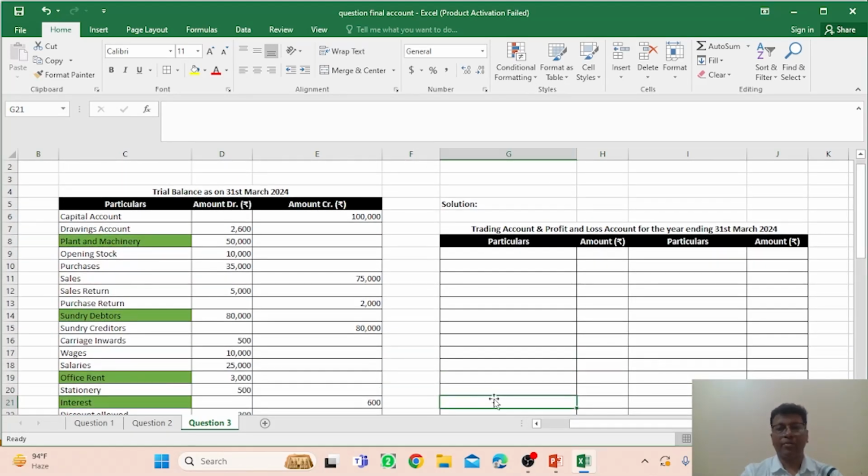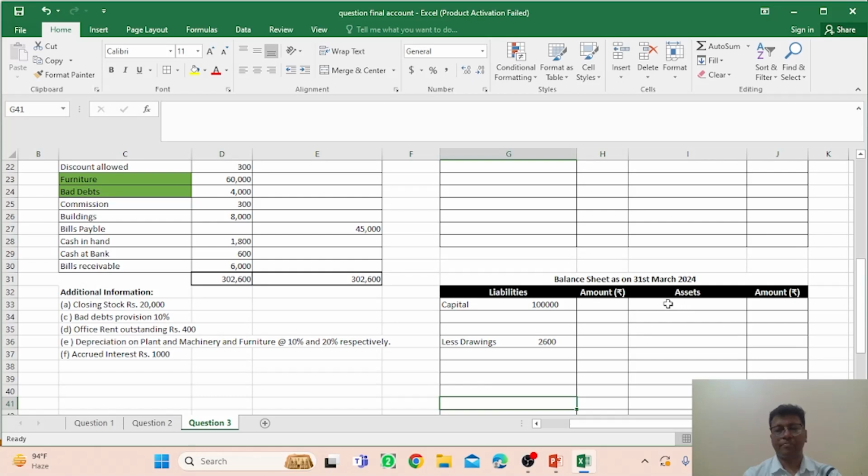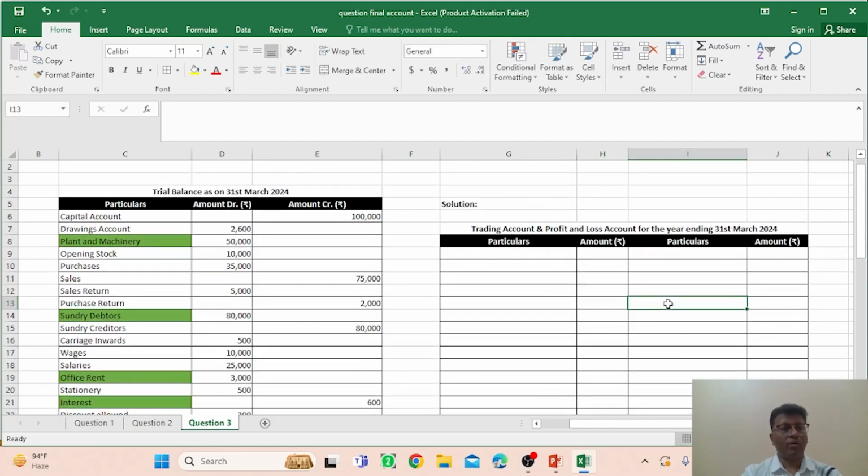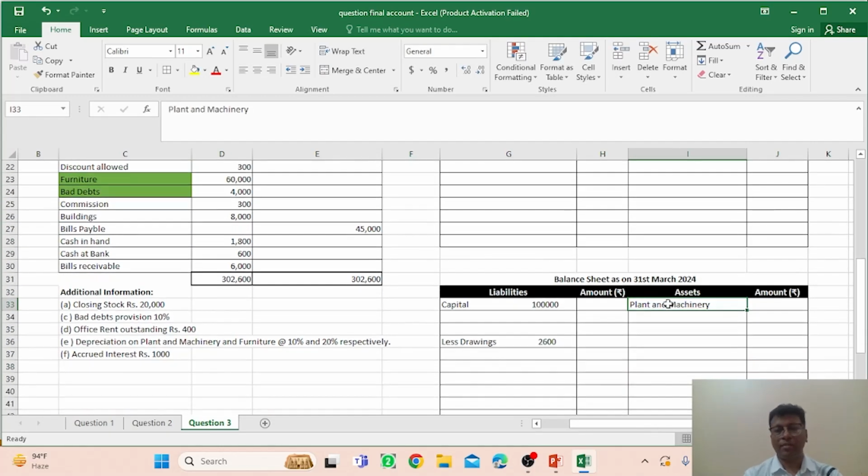And plant and machinery, okay, this is an asset. What is the amount? Plant and machinery rupees 50,000. So it should be shown in the inner column because there is an adjustment like depreciation. So after making the calculation, after subtracting the amount of depreciation, we have to get the figure, and that would be shown in the outer column. Okay.